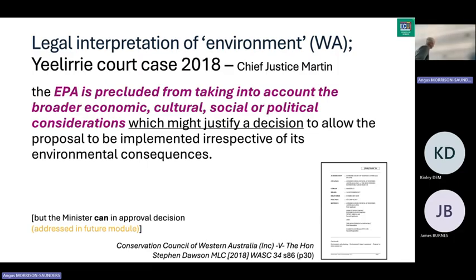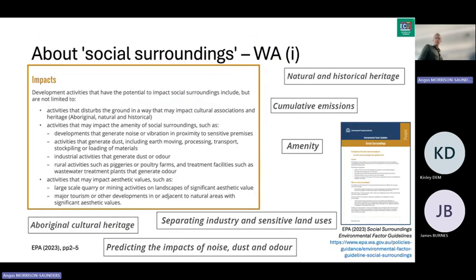But as we'll see later on, the minister is not the EPA, and the minister can consider those things when they make an approval. That's a future discussion to be had. Let's look some more at the social surroundings. So the EPA has a guidance document on social surroundings, and it addresses lots of things. It explains what impacts are, for example. That's the big box I've got there.